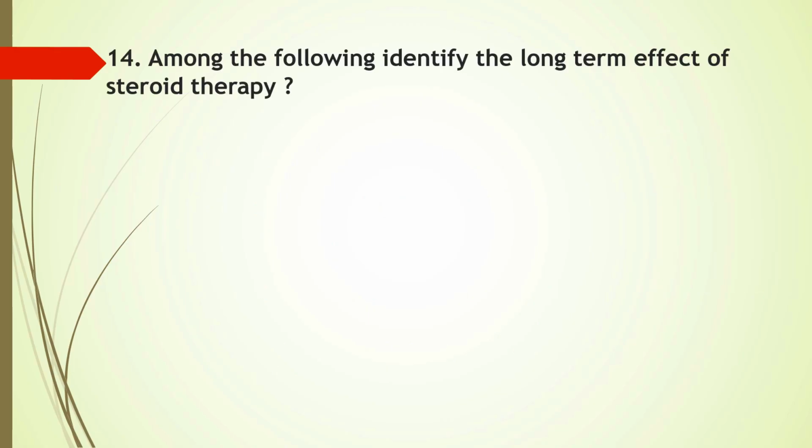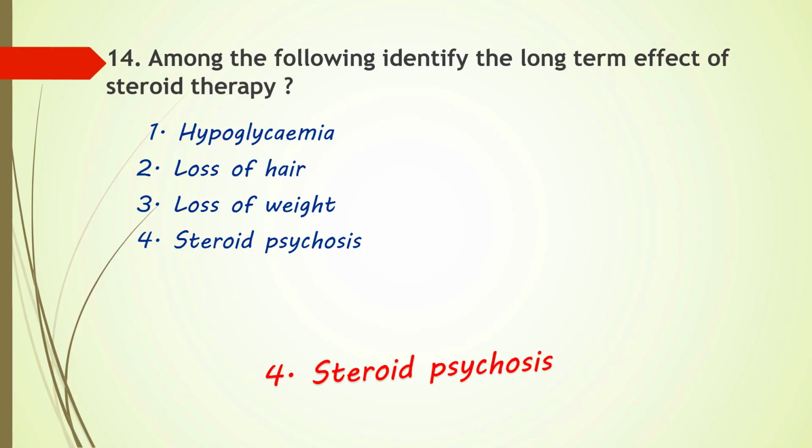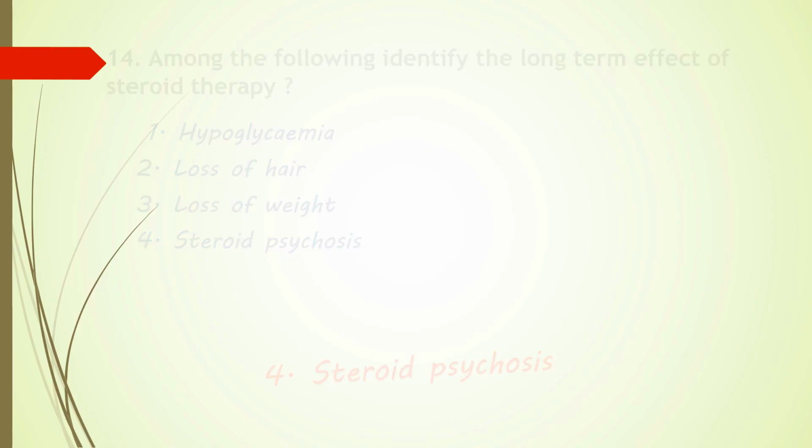Next question, among the following, identify the long-term effect of steroid therapy. Options are hypoglycemia, loss of hair, loss of weight, or steroid psychosis. Yes, option 4, steroid psychosis is the long-term effect of steroid therapy.